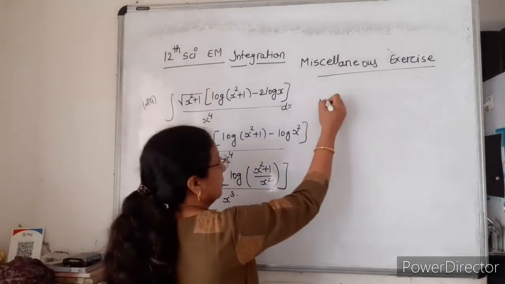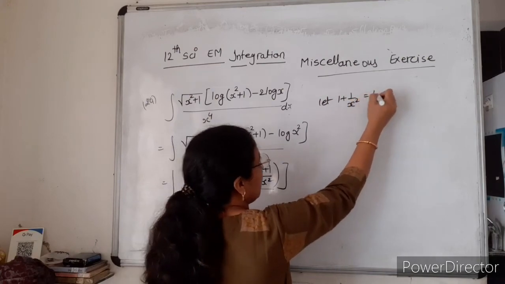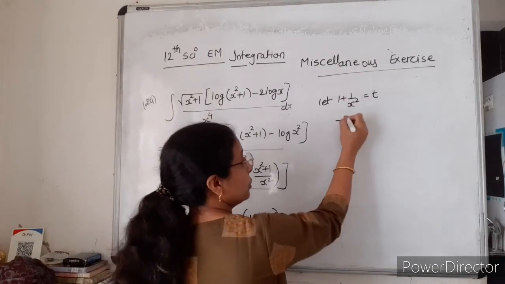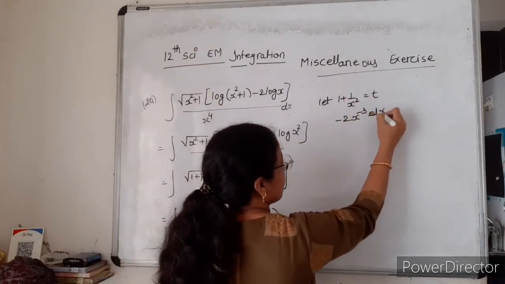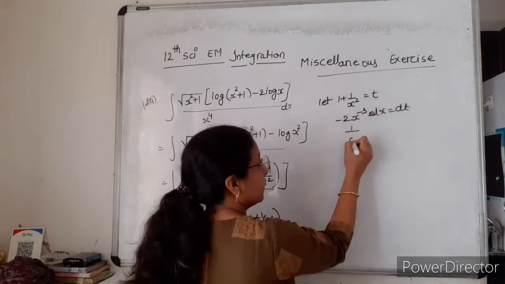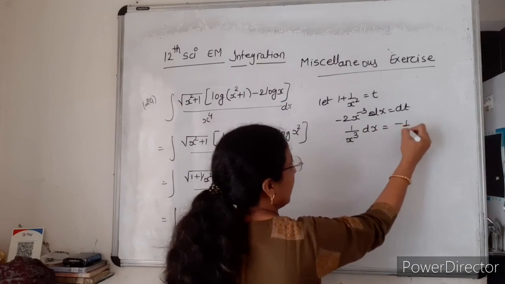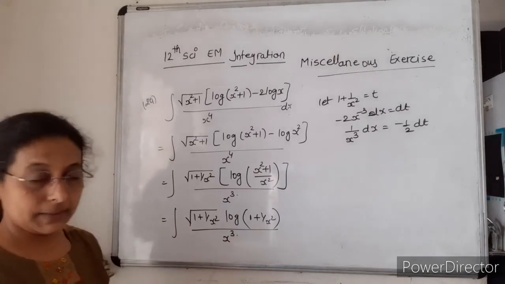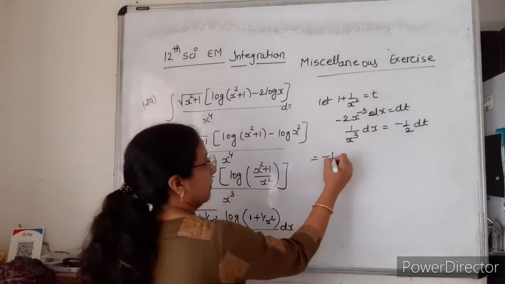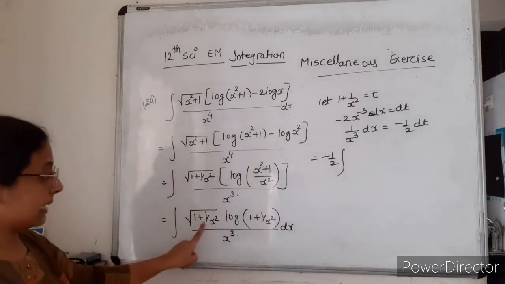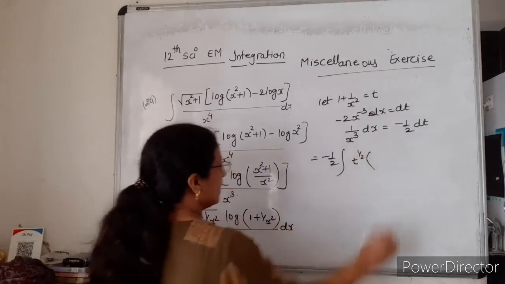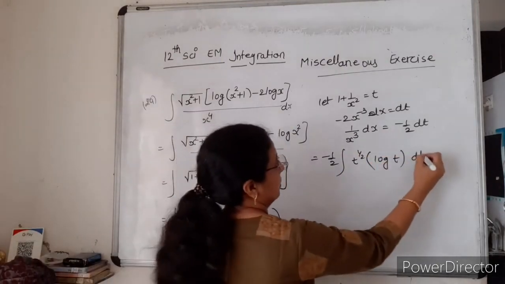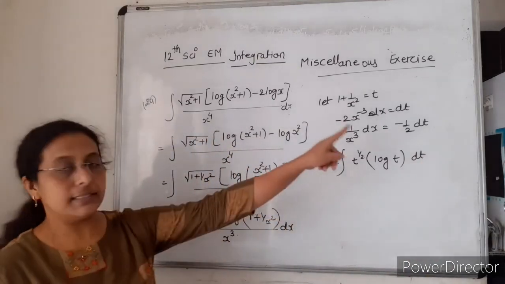If we take, let 1 plus 1 upon x square be t. Then what is the derivative? It is x raised to minus 2, x raised to minus 3 dx is equal to dt. So 1 upon x cube dx is minus 1 upon 2 dt. Right? So this is 1 upon x cube dx is minus 1 upon 2, we will take outside. This is t, so t raised to 1 by 2 log t dt, because 1 upon x cube dx is dt.